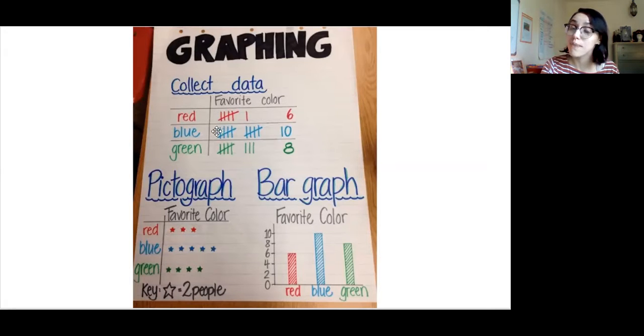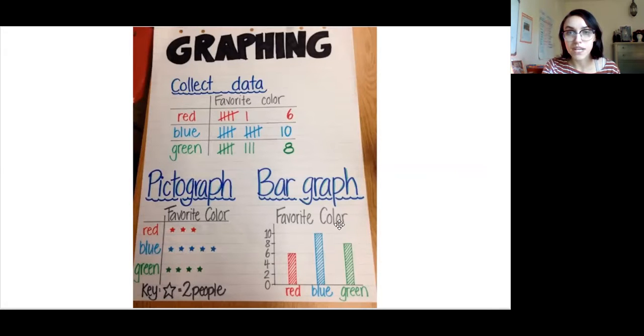Oh, that actually matches our data up here. 2, 4, 6, 8, 10, like blue the best. That matches our data. 2, 4, 6, 8, like green the best. So make sure that you are paying attention to the key or the legend.